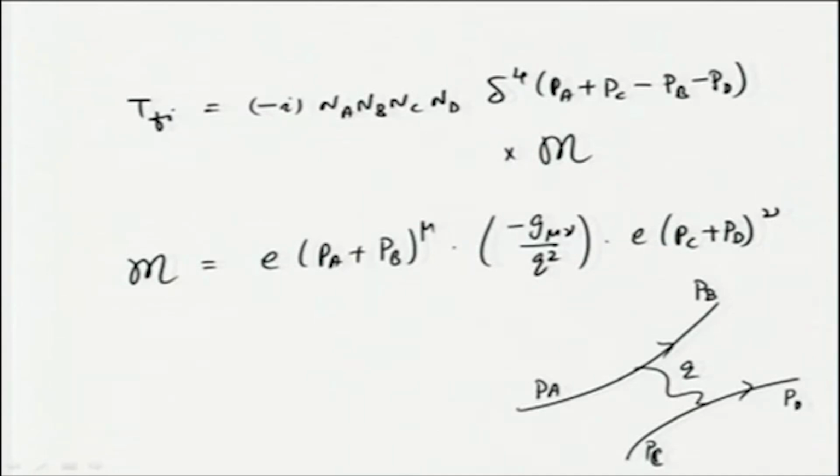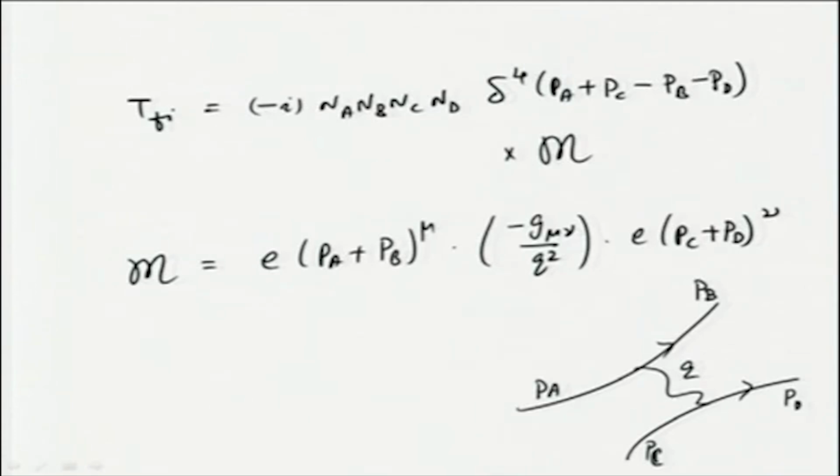Essentially, that summarizes all the dynamics in it. What it does is give you the charge-current interaction: the currents of two charged particles interacting with each other. Now, the rest of it in T_fi is, one, the normalization factor, which is a factor of minus i also. Apart from that, there is a delta function.